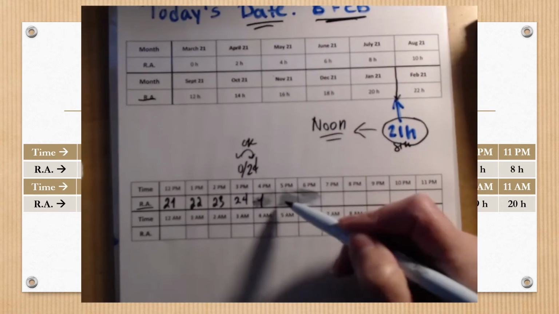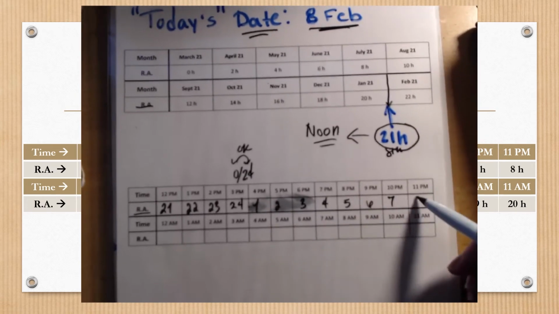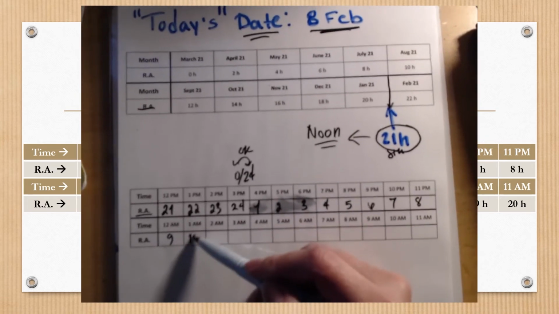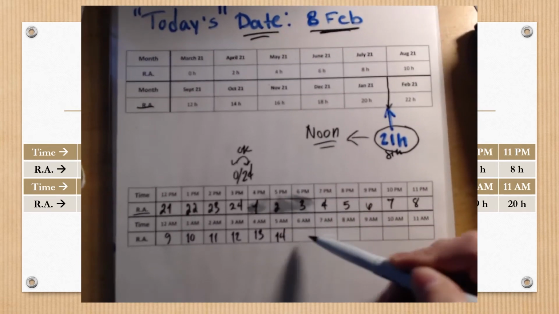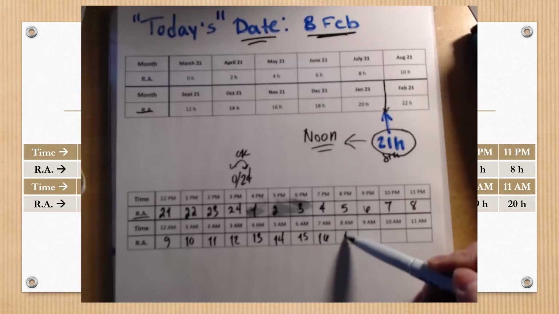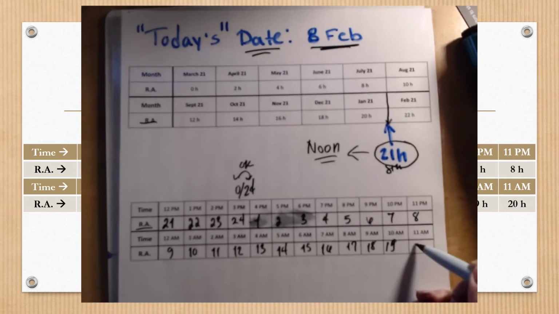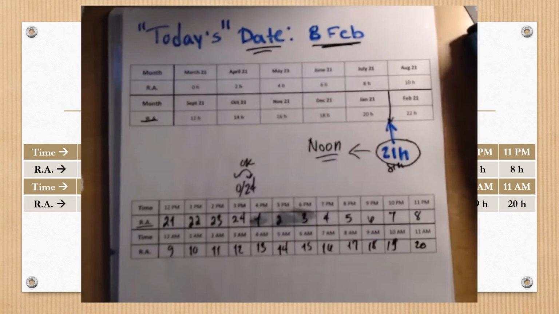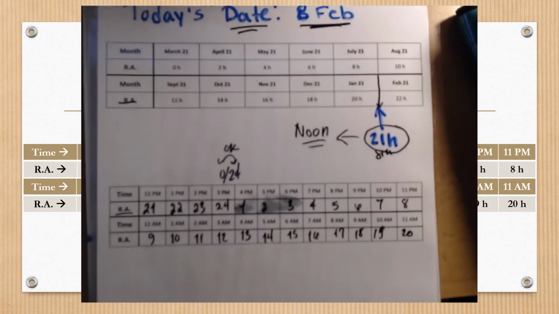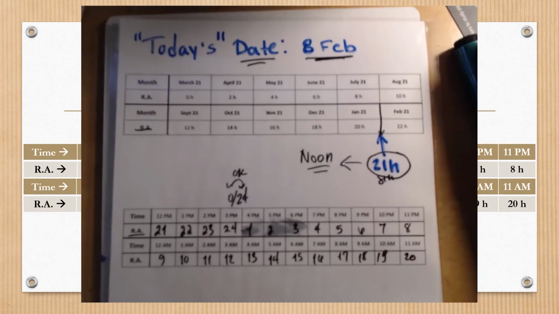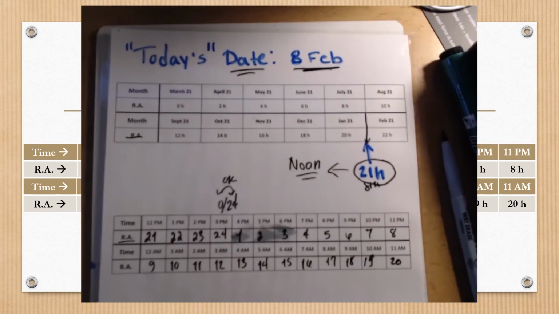And then you're going to go back to 1, 2, 3, 4, 5, 6, 7, 8, 9, 10, 11, 12, 13, 14, 15, 16, 17, 18, 19, and 20. And then you go back to 21. So 11 a.m. is 20 hours, 12 p.m. is 21. All right. This is how you figure this out. So if we were to choose a different date, we would be able to start it from there as well.